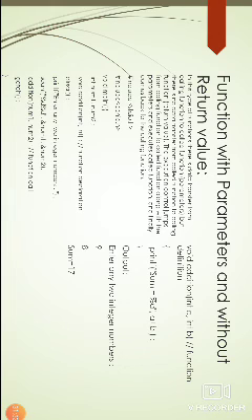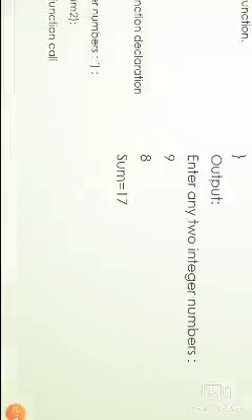So a plus b, that is 9 plus 8, 17, will be stored in place of %d, and 17 will be printed in place of %d. Sum equals 17 will be printed on the output screen. So this is the output of the program.